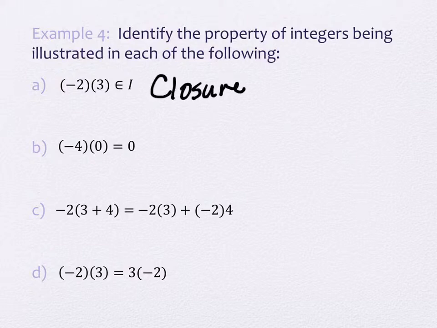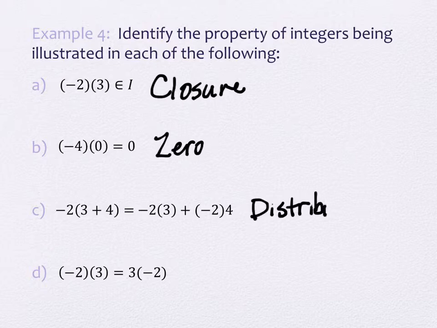What about the second one? That's the zero multiplication property. How about the third one? Distributive, right? Distributive property is the only one that combines multiplication with addition or subtraction. And then how about that last one? That's commutative. Good job, guys.